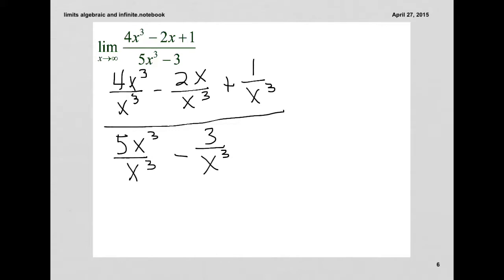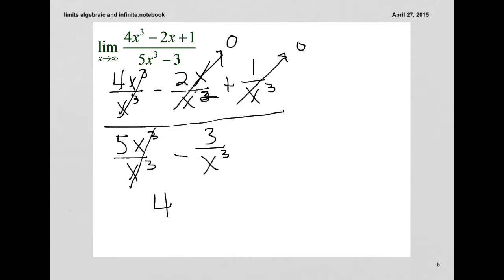Okay, let's start simplifying things out. The x cubes are going to divide out. This is going to divide out and make this 2, and that's going to stay as 1 over x cubed. The x cubes divide out, and this stays the same. So that gives me 4. Now if I've got 2 over infinity squared, that's a very, very small number, so this number is going to 0. Same thing with 1 over x cubed. It's becoming a very, very small number, so it's approaching 0 also.